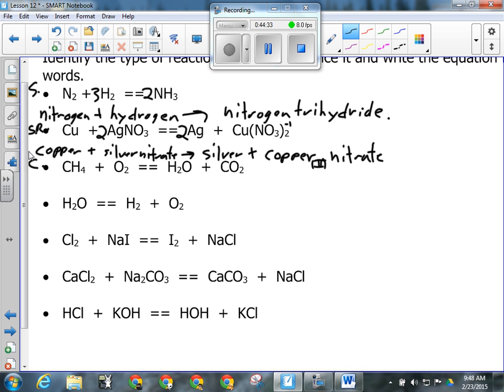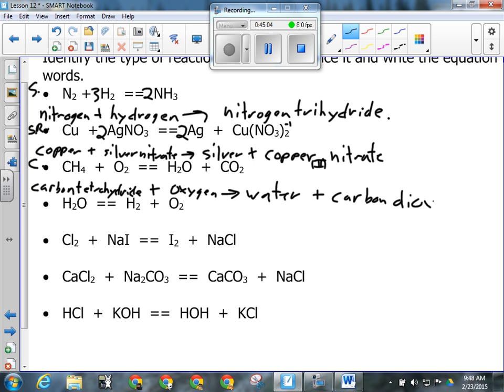Now, I've got to write these out with their names. So this is carbon tetrahydride, also known as methane, okay, plus oxygen gives me water. And it's okay to name H2O as water. Don't try and go like dihydrogen oxide or hydrogen monoxide or what. Don't. Plus carbon dioxide. Okay. Now I've got it written in words.